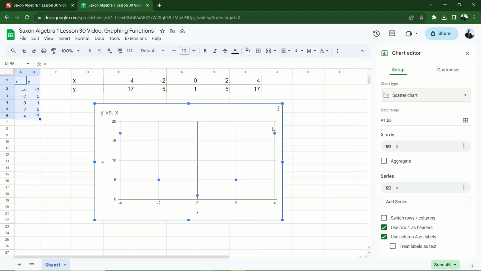Is it still a function? Yes, because it passes the vertical line test. Anywhere on this graph, if I draw a vertical line, if you can imagine that all of these are connected by a curve, anywhere I draw a vertical line, it'll only pass through one point. So this is a function, it's just not a linear function. We call it a quadratic or a parabolic function.